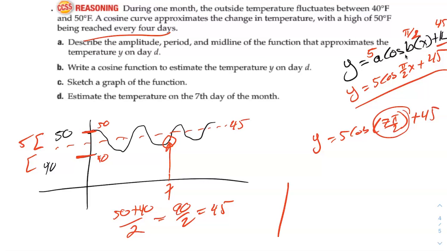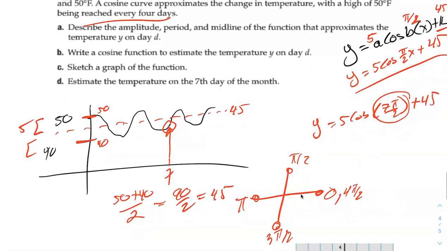So I've got to sub in 7. 5 cosine of 7 pi over 2 plus 45. Cosine of 7 pi over 2. Remember, I always say, 0, here's pi over 2, here's pi, 3 pi over 2, 4 pi over 2, also known as 2 pi. So this will be 5 pi over 2, 6 pi over 2, 7 pi over 2. So right here, what's the cosine value? Cosine is the x value, so this is all 0.